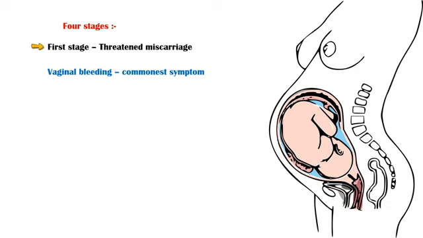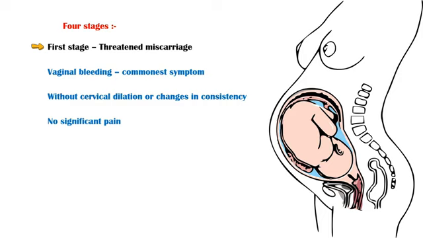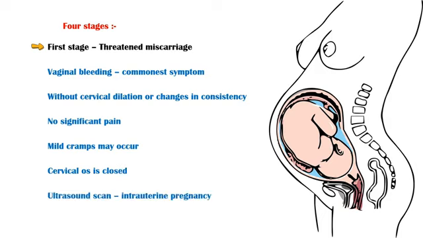A threatened miscarriage is the first stage. Vaginal bleeding is the commonest symptom in this stage. Bleeding occurs without cervical dilation or changes in the cervical consistency. Usually, there is no significant pain in this stage. However, mild abdominal cramps may occur. Cervical os is closed in a threatened abortion. Ultrasound scan shows an intrauterine pregnancy. Threatened miscarriages commonly occur in the first trimester.